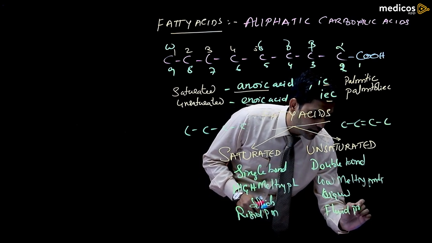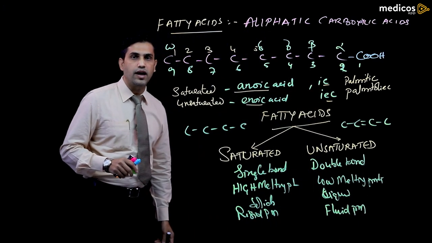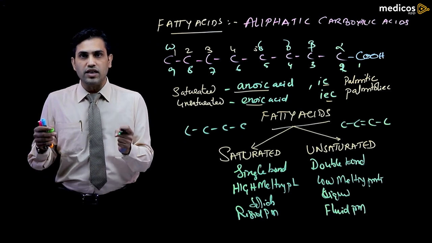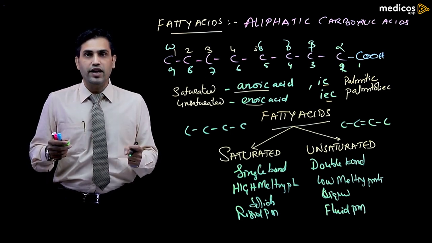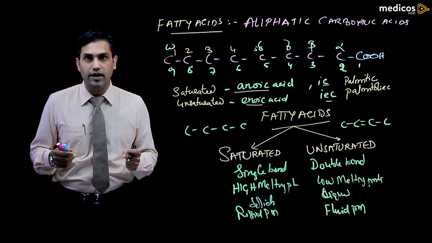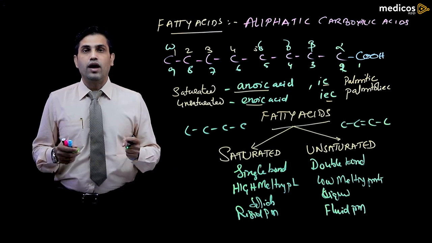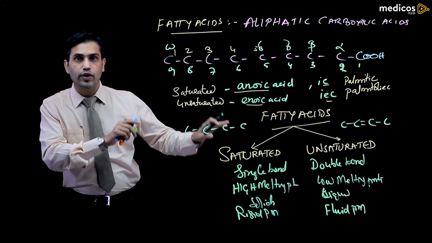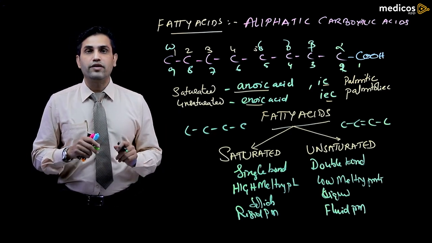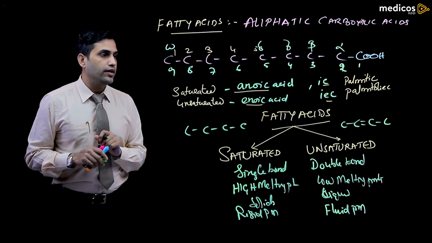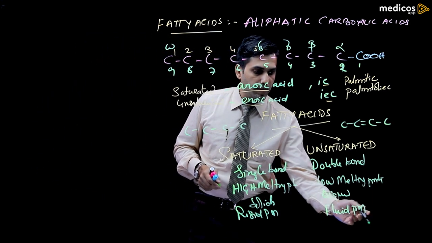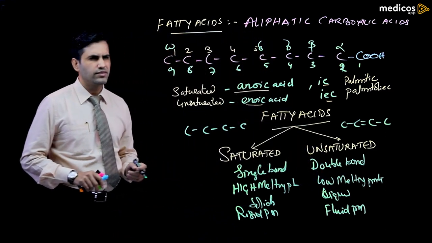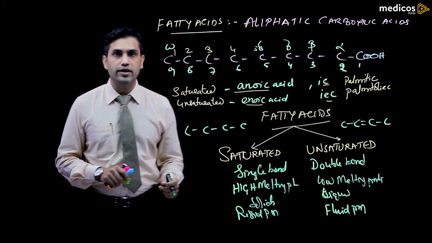We have seen in our cell class, plasma membrane class, what causes fluidity of the membrane, what causes rigidity of the membrane. Saturated fatty acids cause rigidity of the membrane. Hydrogenation of unsaturated fatty acids will cause rigidity of the membrane. Branch chain fatty acid will cause fluidity of the membrane. Unsaturated fatty acids will cause fluidity of the membrane. Okay, so here the plasma membrane is fluid. They exist in liquid forms, low melting points, and they have double bonds.